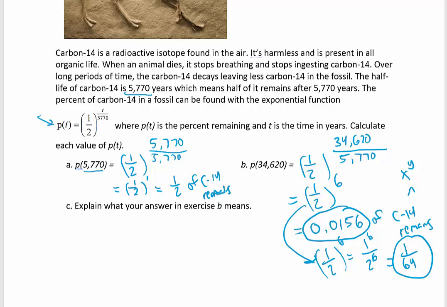Explain your answer in exercise B what that means. So I think I just said that, you know, that 1/64 of C14 remains. And so there's our explanation, but here's kind of what happens now. If we examined a fossil and tested part of the bones, and we found that 1/64 of the original carbon-14 remained in this fossil, then we could gather that this fossil is 34,670 years old.